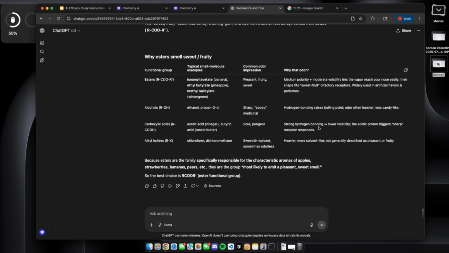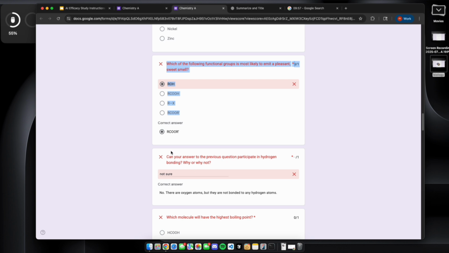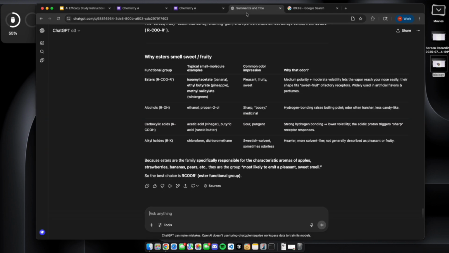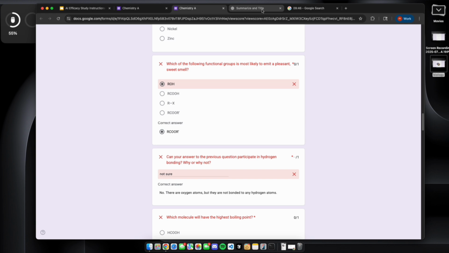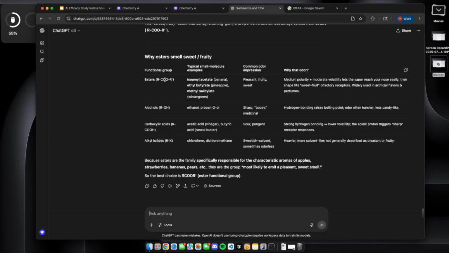Okay, so now we know that RCOOR is the sweet one. Alcohol is ROH. Carboxylic acids are COOH. So that's like the opposite, if there's the H after the COO. RX is odorless. Okay. There are no oxygen atoms. There are oxygen atoms, but they're not bonded to any hydrogen atoms. Yeah, that's true. Okay.